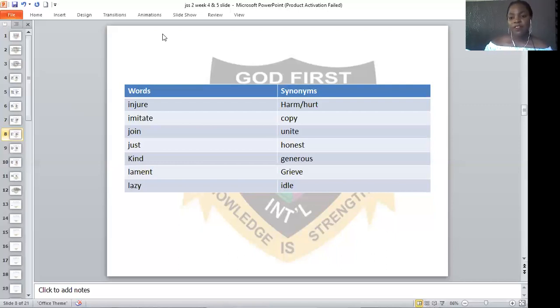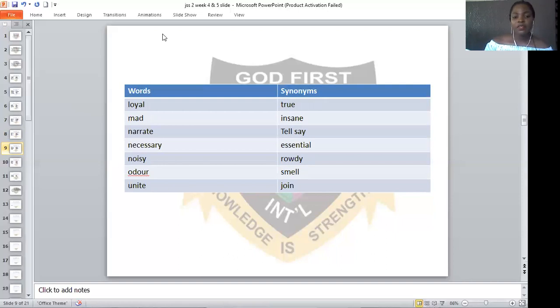Lazy. He's a very lazy boy. So the synonym for lazy in this context is idle. Loyal. He's very loyal. He's very true. Mad. Insane. He's an insane fellow. He's a mad fellow. Okay.